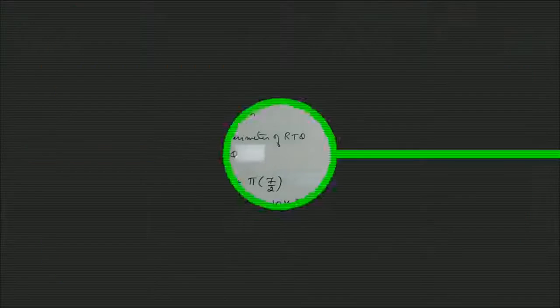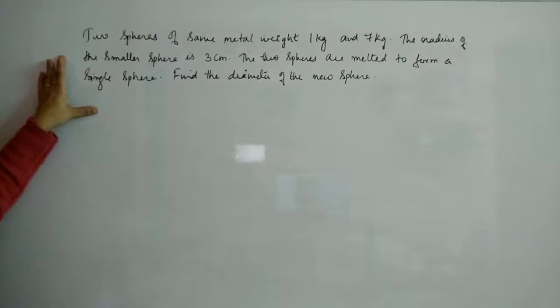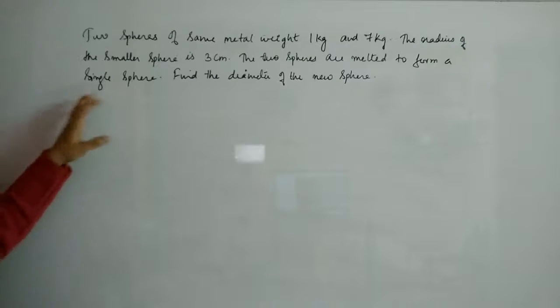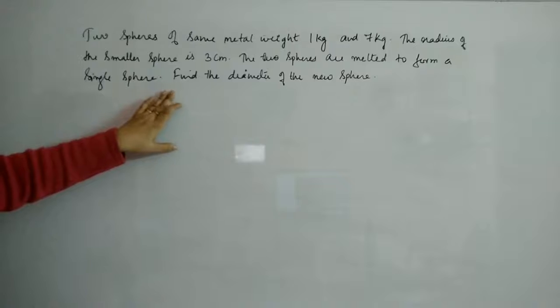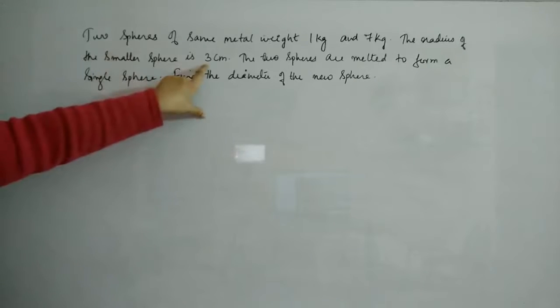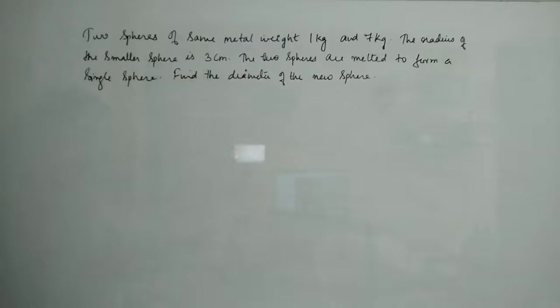centimeters. Okay. Two spheres of the same metal, weighing 1 kg and 7 kg, are given. The radius of the smaller sphere is given as 3 centimeter and the two spheres are melted to form a single sphere. You have to find out the diameter of the new sphere. So first we have to find out the radius of the other sphere also, so that you can get its diameter.